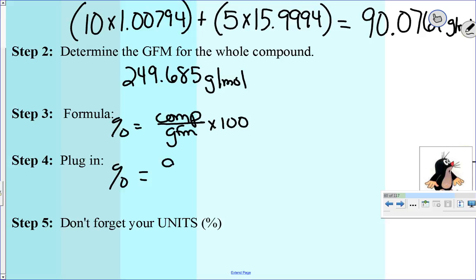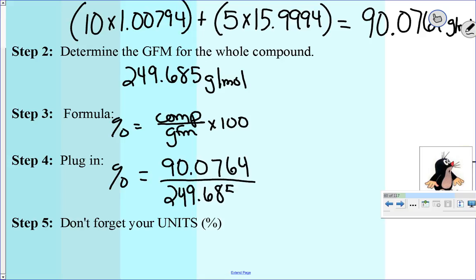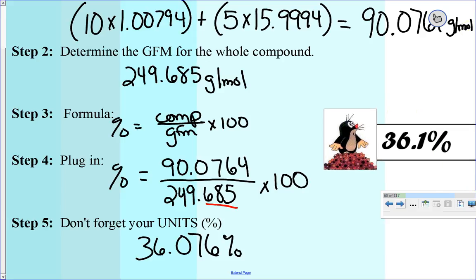Our component is 90.0764 grams per mole over 249.685 grams per mole times 100. And this one, again, you're going to need a lot of sig figs. We're going to go to 3 decimal places because when we were adding, that's kind of what we were limited to there. So you get 36.076%. And in this case, for a lot of these, again, we can kind of round them. So 36.1% was perfect.